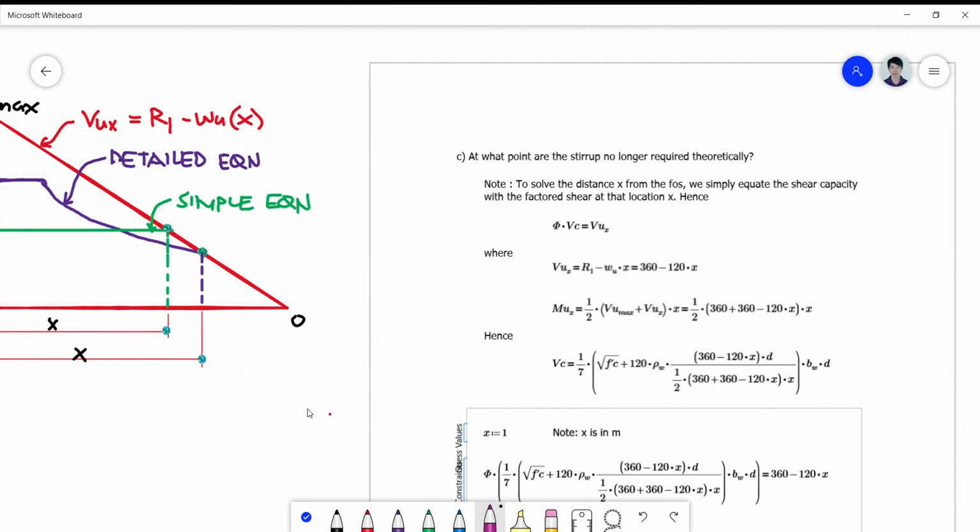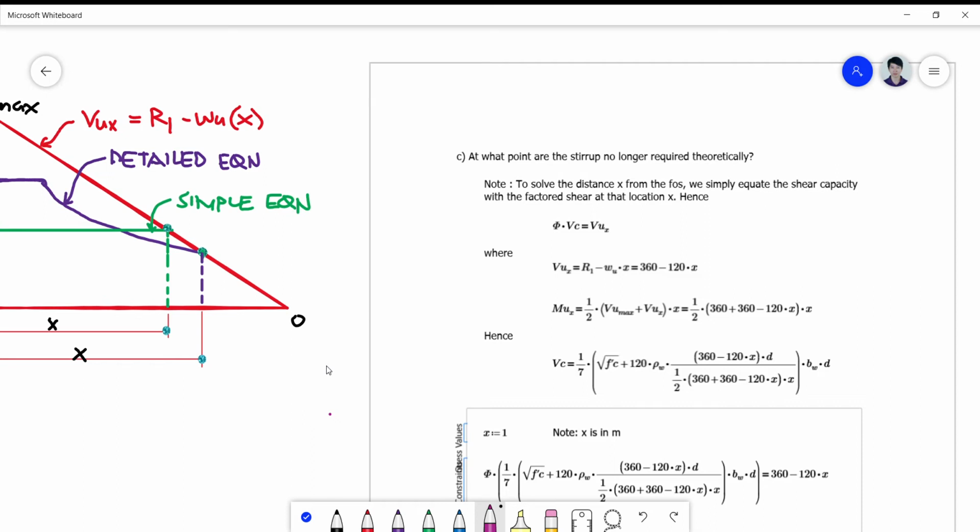Okay guys, let's continue our solution to the last problem we solved. So let us solve now requirement C, in which we are asked at what point are the stirrups no longer required theoretically.